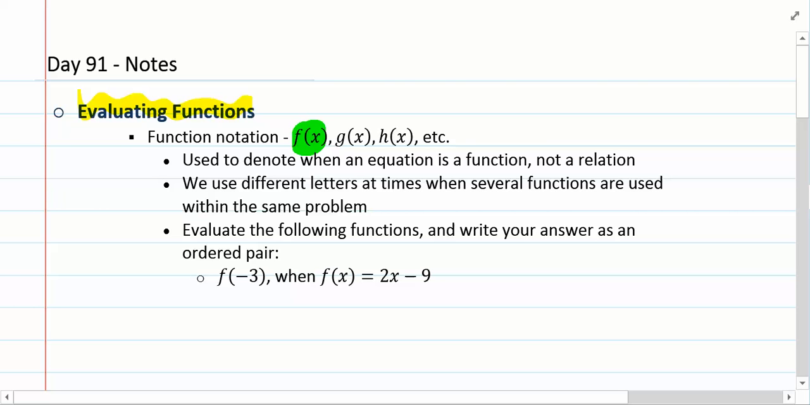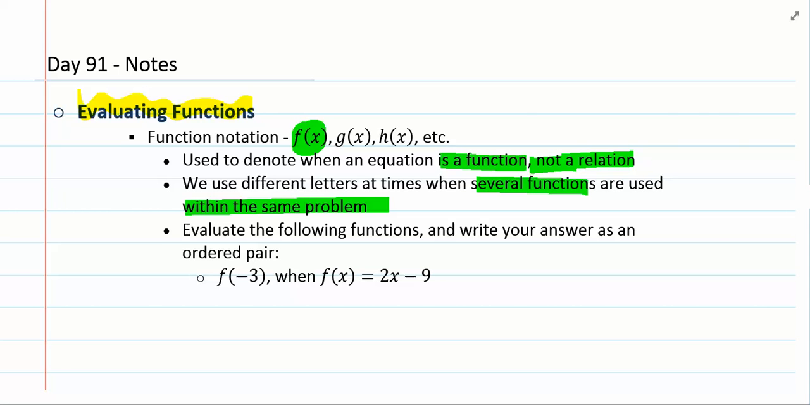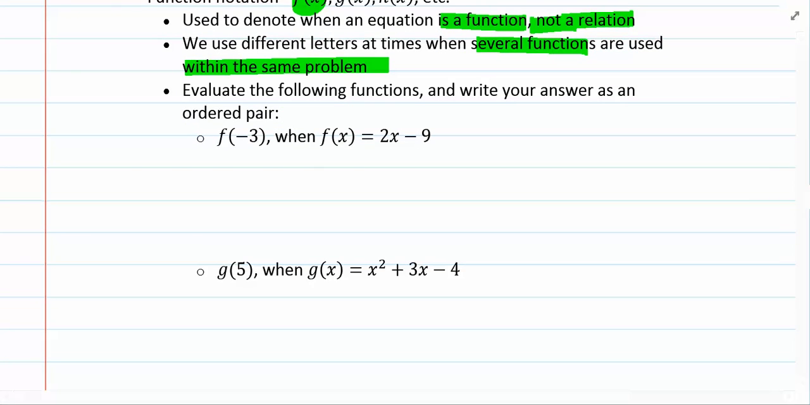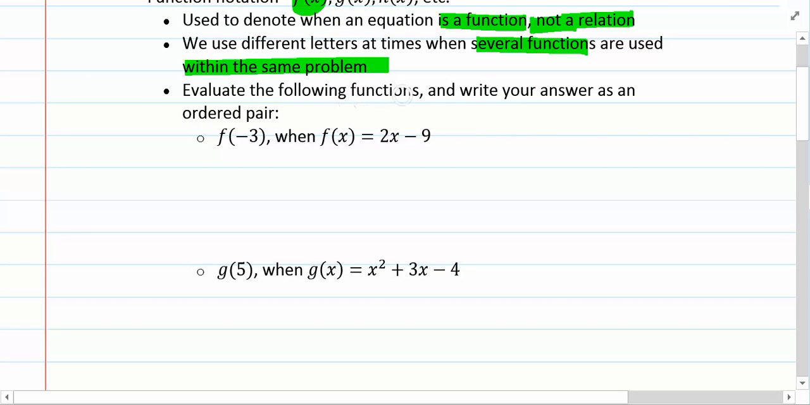We use different letters at times when several functions are used within the same problem. And again, this notation is reserved for when we're working with a function, not a relation between numbers. It's good for a function, not a relation. That's what this notation is reserved for. We already talked a little bit on Monday how to evaluate functions, so let's go ahead and practice a couple of these. This time I want you to evaluate the functions and write our answer as an ordered pair. You do have to be careful because sometimes our instructions in the future will ask you to do that, to write your result as an ordered pair.